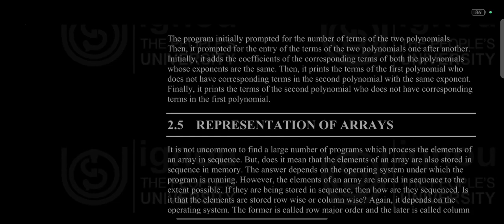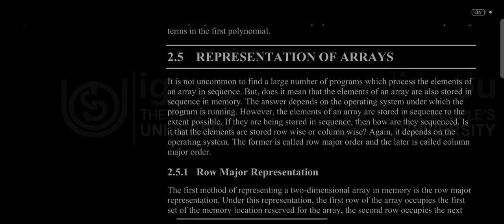So after that, it's representation of arrays 2.5. It is not uncommon to find a large number of programs which process the elements of an array in sequence. But does it mean that the elements of an array are also stored in sequence in memory? The answer depends on the operating system under which the program is running. However, the elements of an array are stored in sequence to the extent possible.